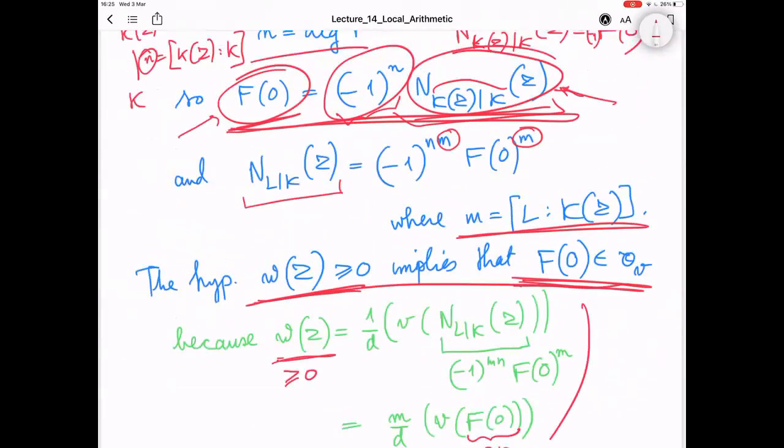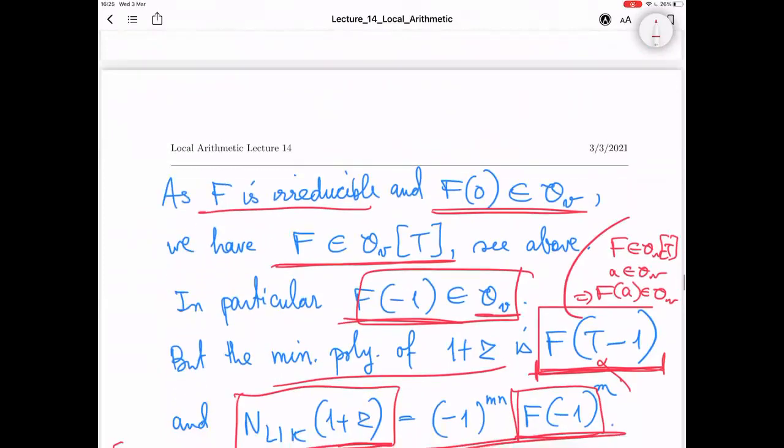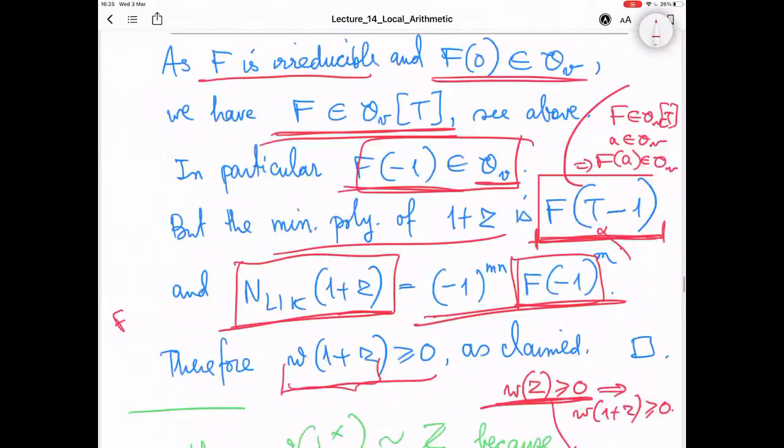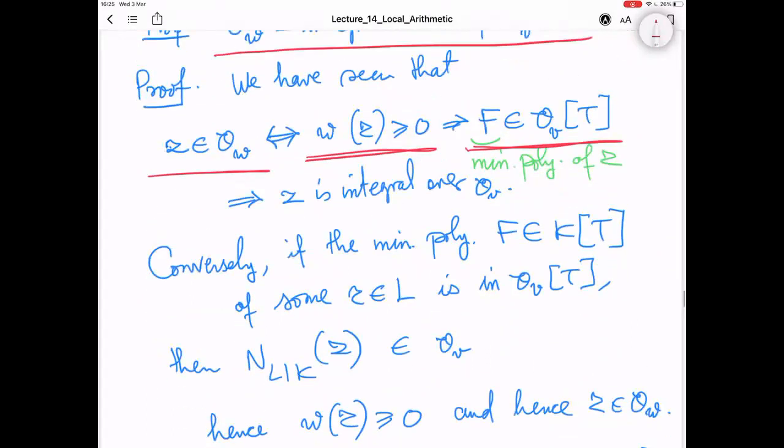We had seen first that W of Z is positive implies that the constant term is in OV, and then it's irreducible. So the whole polynomial is in OV. Okay, so where was it? Yeah, the polynomial has coefficients in OV, and therefore Z is integral over OV because this is a monic polynomial, right?